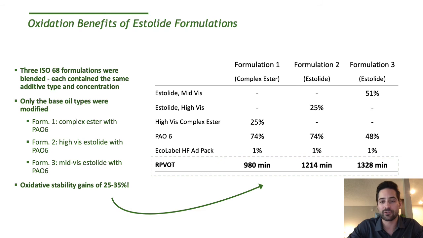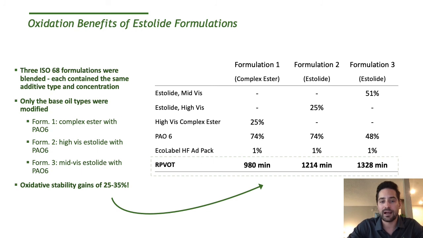In formulation 3, similarly, we took out the complex ester, we took out about 30% of the PAO6, and we substituted those for a mid-viscosity estolide. In this case, formulation 3, the RPVOT jumped to 1,328 minutes from a starting point of 980 minutes. This is a gain of something like 35%, which is substantial.